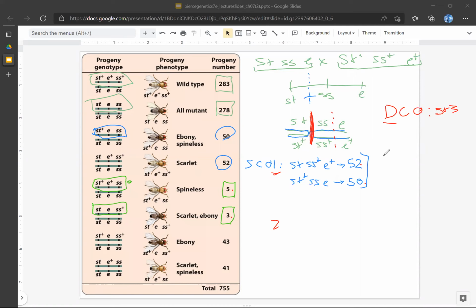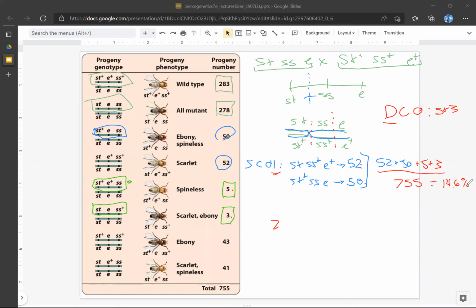So the number of individuals who saw that is 52 plus 50 plus 3 plus 5, or 5 plus 3. So all of these individuals had crossing over at this first locus, at the very least. And then we just divide that by the total number of individuals. And what's the math on that? 14.6%.